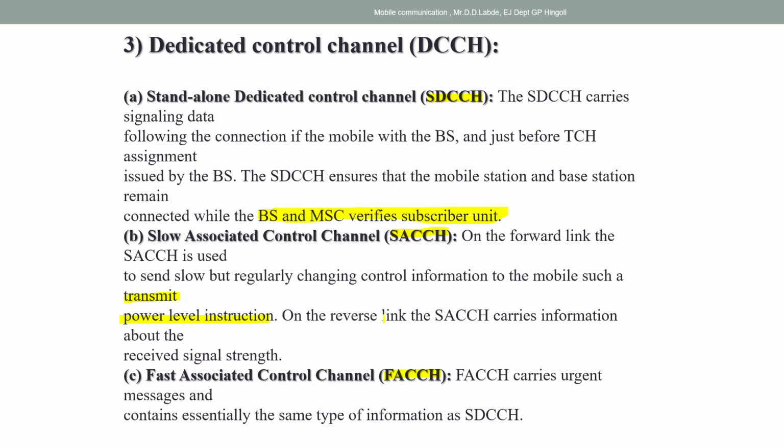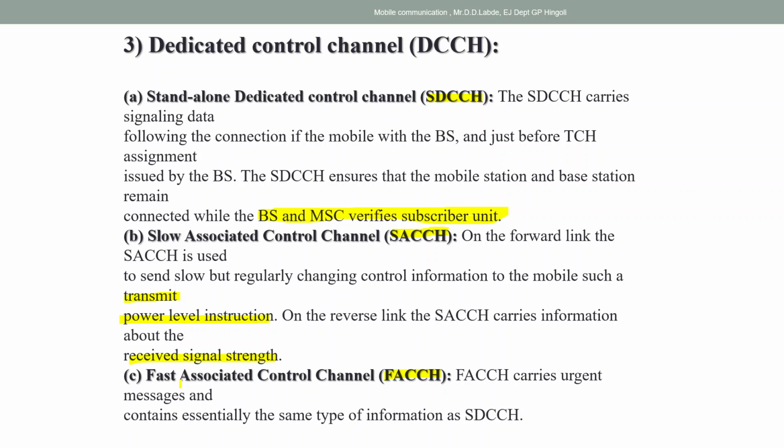On the reverse link it carries information about the received signal strength. Means whatever signal is received by your mobile, that is being observed by your base station. With the help of this slow associated control channel, it will observe the strength of your mobile, means it will observe the signal capacity or signal strength.